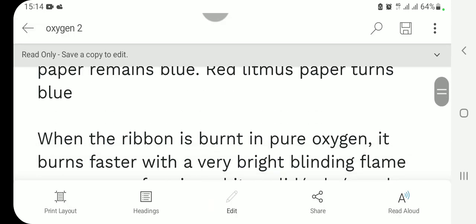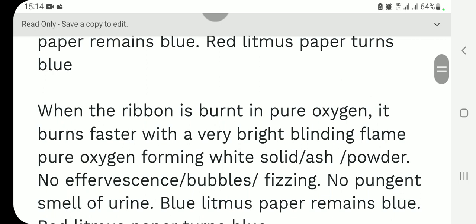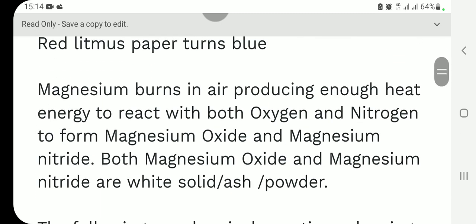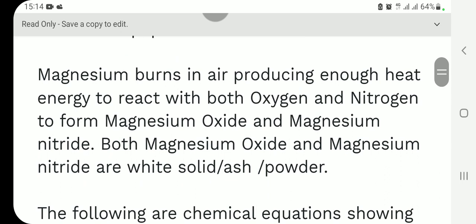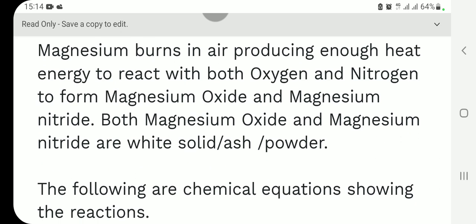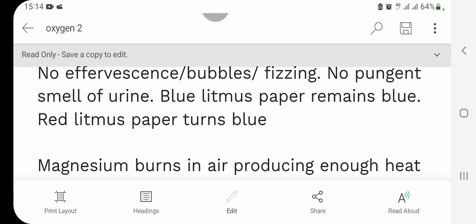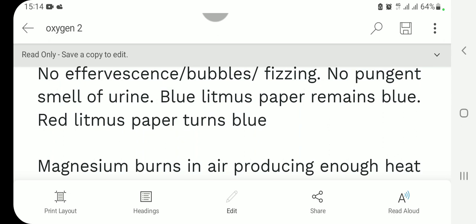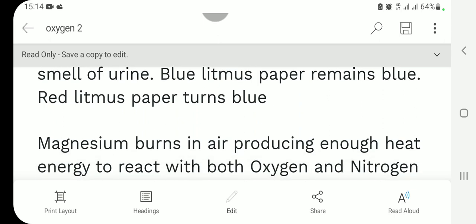For this one, we were burning with air but not pure oxygen. That's why it has the pungent smell of urine. There is a presence of slight ammonia, but when you burn it in pure oxygen, you won't find the pungent smell. Then the blue litmus paper remains blue, red litmus paper turns blue. Since the blue litmus paper has not turned red, it's basic or alkaline.